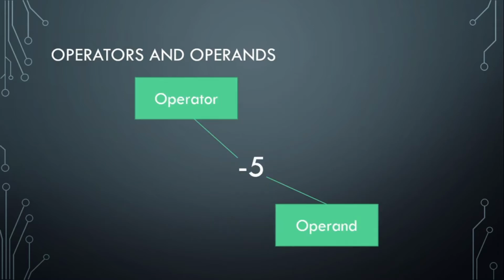Meron din naman tayong tinatawag na unary operator. Kung merong binary, meron namang unary. So, ibig sabihin nun iisa. So, dito, meron pa rin tayong operator. Makikita natin yung minus sign. And makikita natin yung operand na 5. So, itong expression na to, this is still an expression. It is a result of a mathematical operation. Kaya isa pa rin siyang expression.